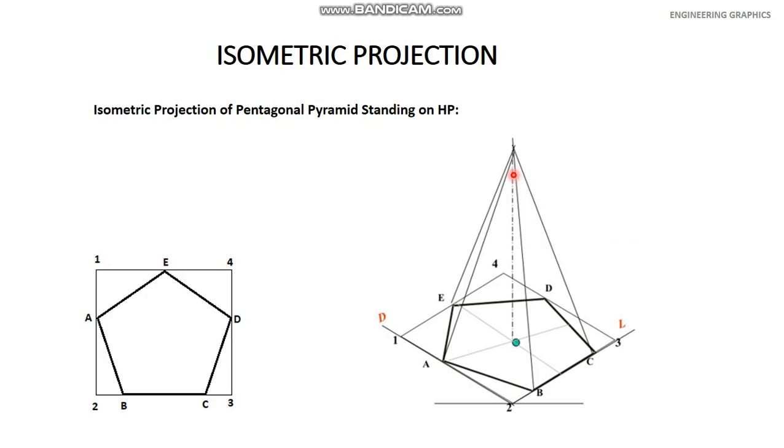Erase the lines which are hidden. So this line is erased here because it's hidden. But in this figure you are looking here that ED and DC are the dark lines. These lines should not be dark. Only EA, AB and BC, these lines should be dark because these will be visible to you, and all the slant lines should be dark. These lines should not be light. These slant edges should be dark because these are visible to us. So this is the isometric projection of pentagonal pyramid.